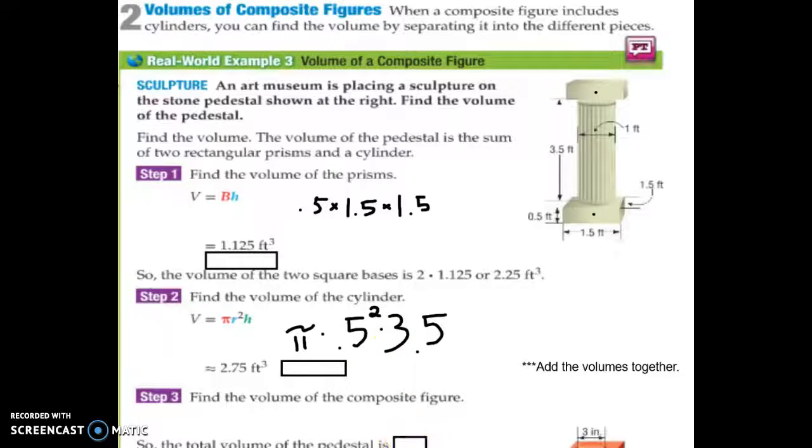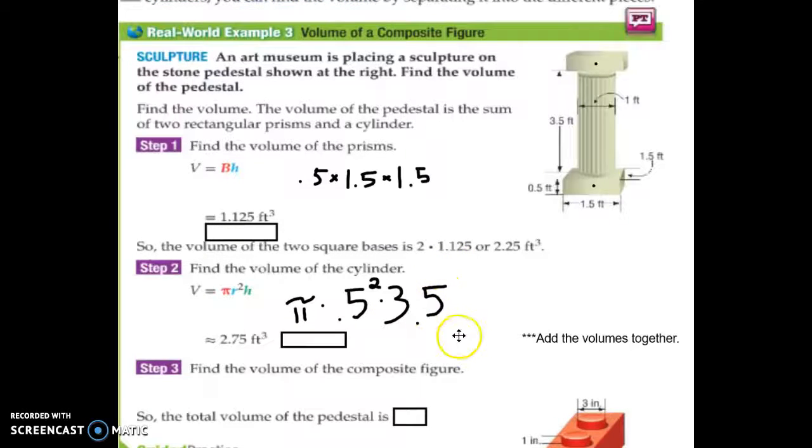And then to get my final answer for this problem, I add them together. 2.25 plus 2.75 is 5 cubic feet. That's the volume of this pedestal.